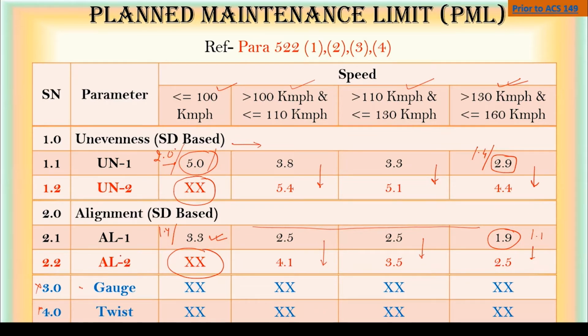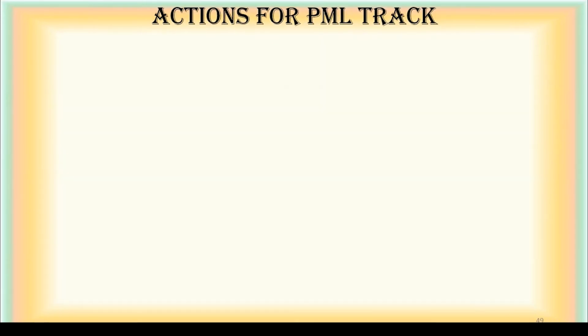Peak based, why it has not been given? Why no peak based tolerance has been given in this case, in PML के case में? What is the reason? We have not been given the tolerance for peak based measurement in case of PML. Reason क्या है उसका? I have explained.